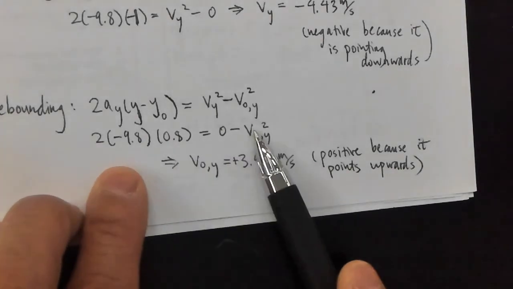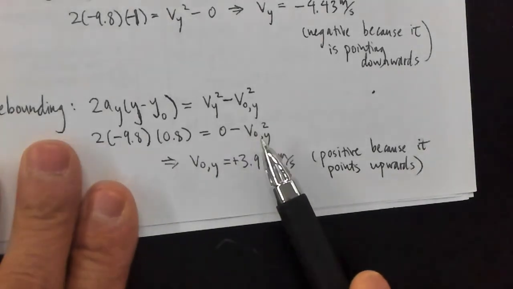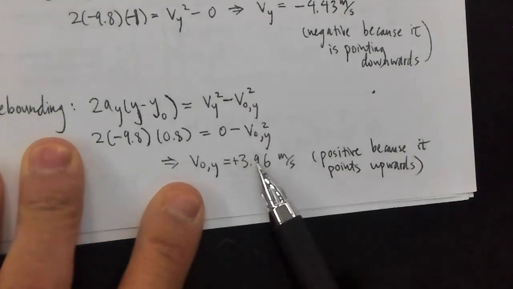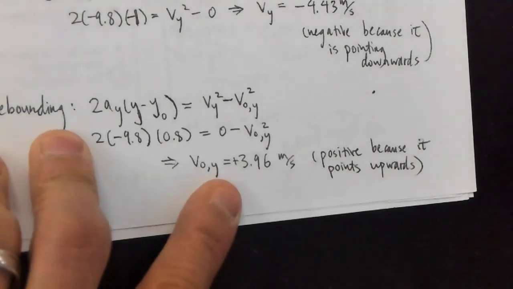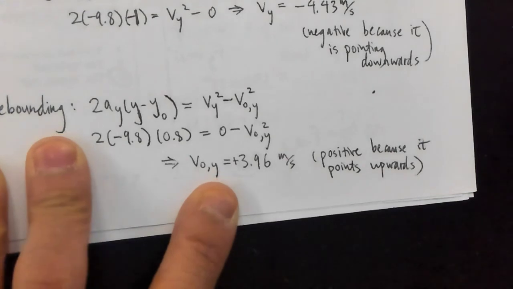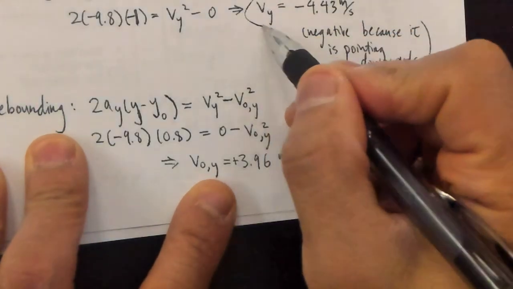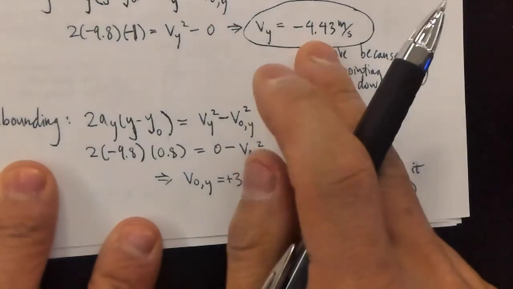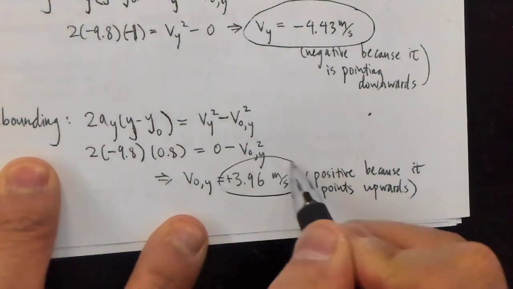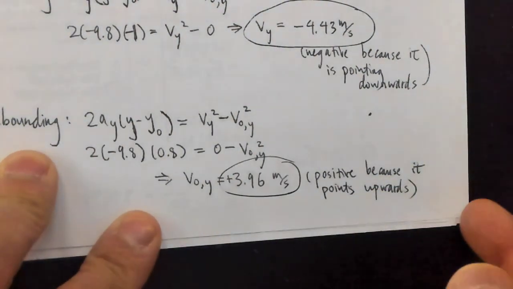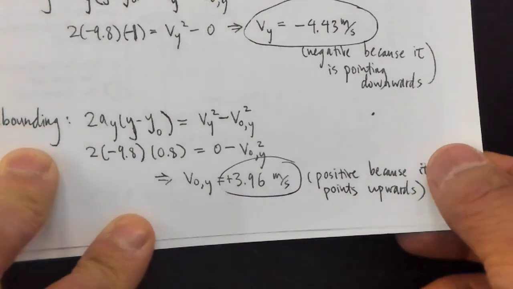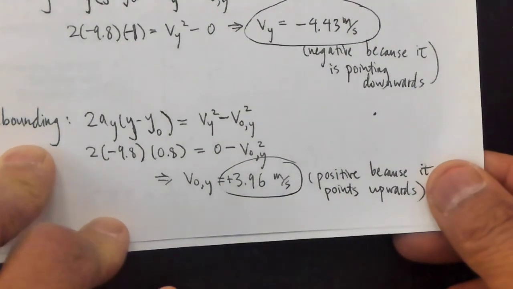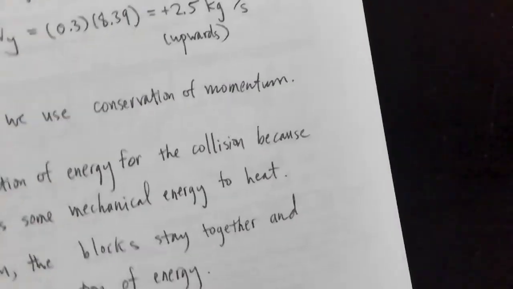Okay, so now I solve for v0y. We end up with positive 3.96, and it's positive because it's going up now. Okay. So what do we know? We know that vy just before it hits the ground is minus 4.43. Just after it hits the ground is plus 3.96. So we can calculate the impulse.